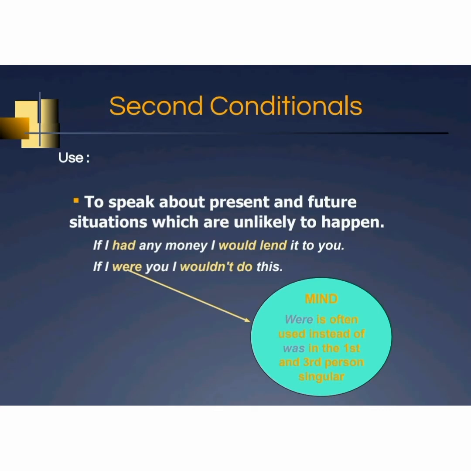Second conditionals are used to speak about present and future situations which are unlikely to happen. If I had any money, I would lend it to you. If I were you, I wouldn't do this. Mind: were is often used instead of was in the first and third person singular.